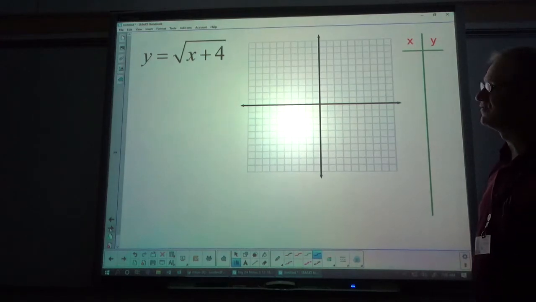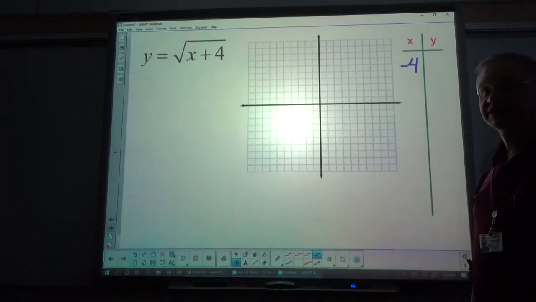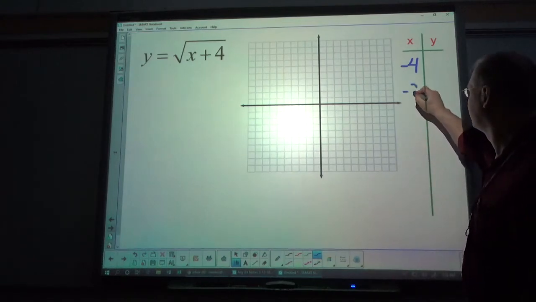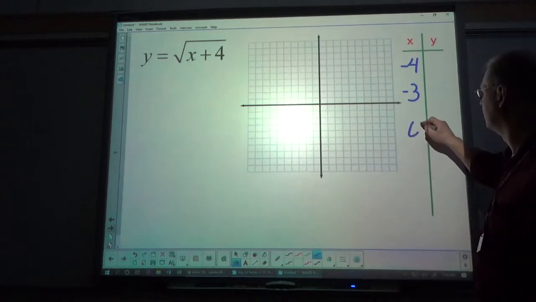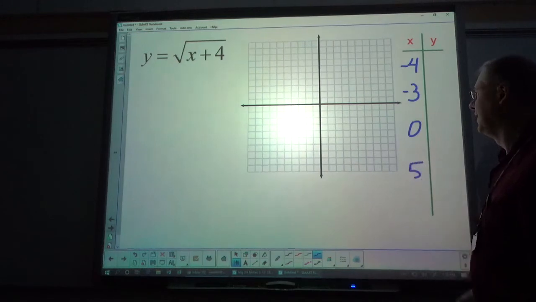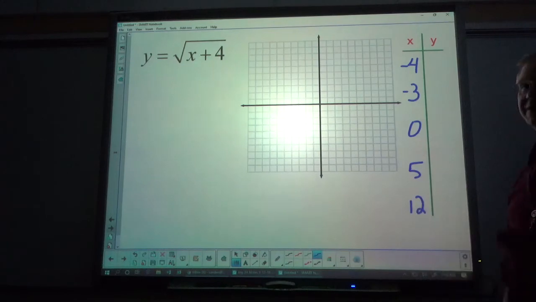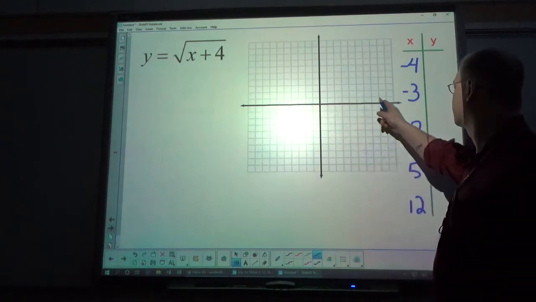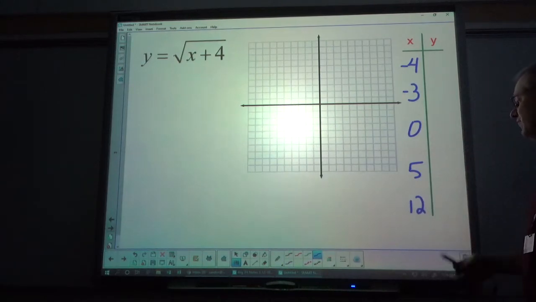That will be the far end of one of these. So what plus 4 is 0? Negative 4. The next value, what plus 4 makes positive 1? Negative 3. What plus 4 makes 4? 0. What plus 4 makes 9? 5. And maybe even what plus 4 makes 16? 12. Now, your graph paper typically goes at least 13 in each direction. Mine only goes 10. But I'll throw that number in just for your graphing purposes.